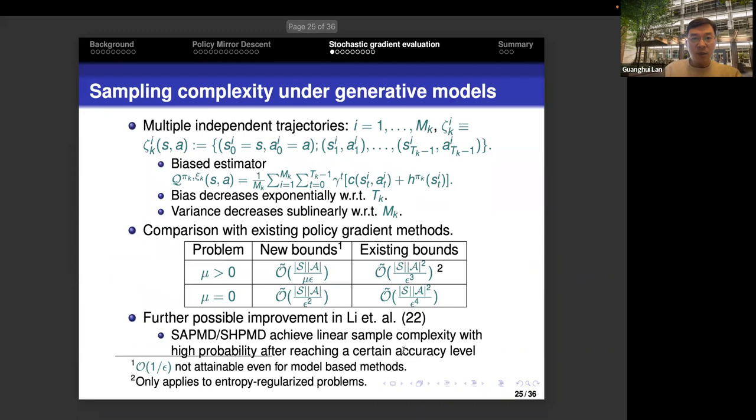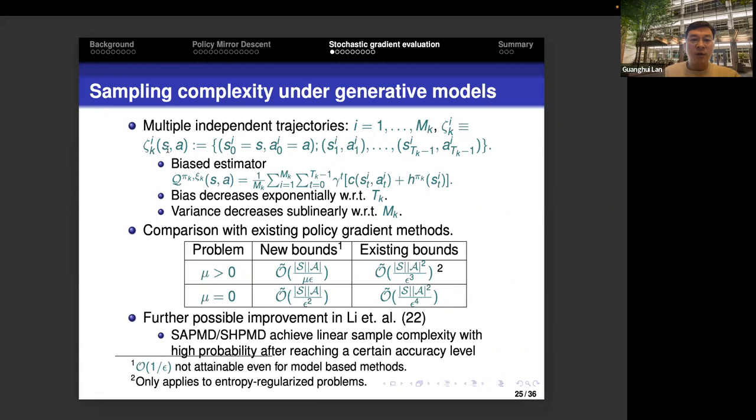So now, since we already defined the conditions to guarantee the convergence of the stochastic BMD method, how about we supply the algorithm with some specific estimator for the Q function? We are going to talk about two different settings. In the first setting, we talk about a generative model. That means we can generate multiple independent trajectories starting from any pair of state and action.